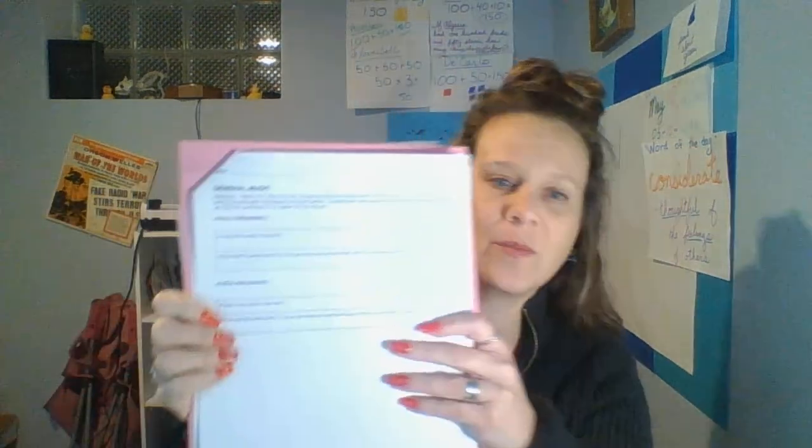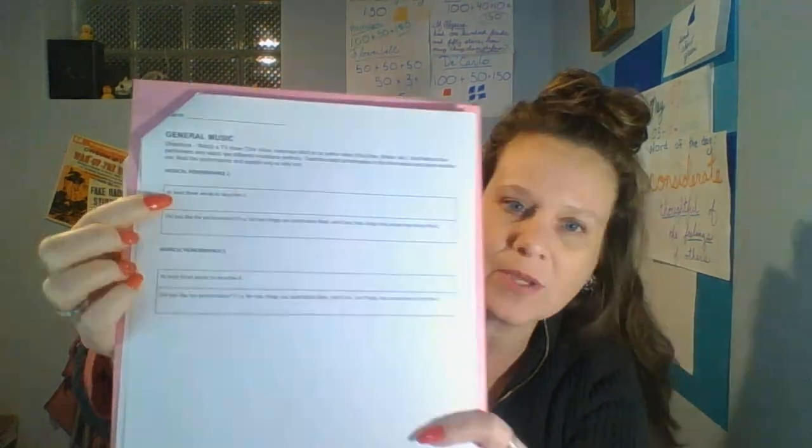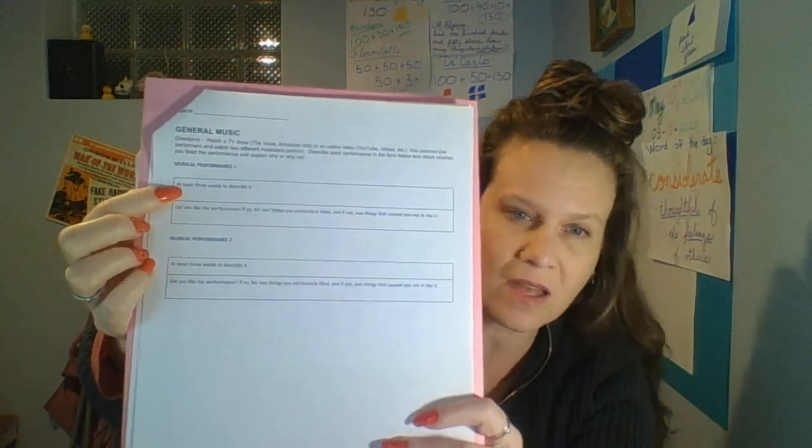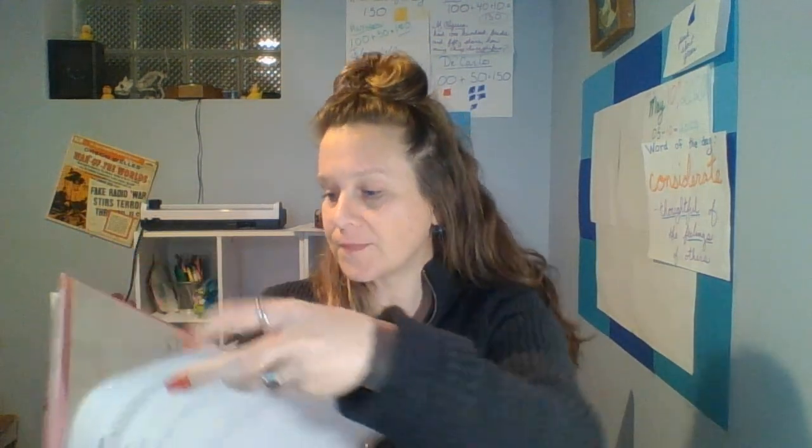So musical performance 1. In this box, you're going to put at least 3 words that describe it, tell what it was like. And down here, do you like it? If so, list 2 things you liked. And if not, list 2 things that you didn't care for about it. And you're going to just repeat that process for your second performance.